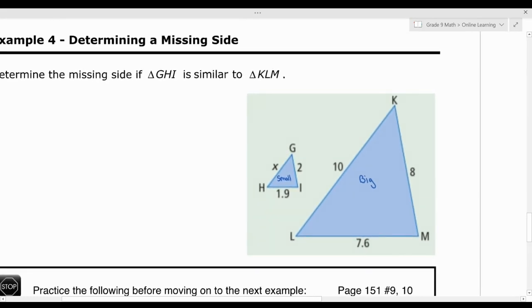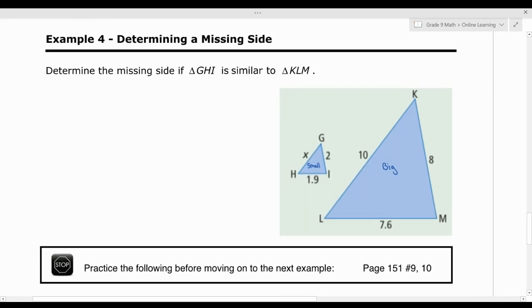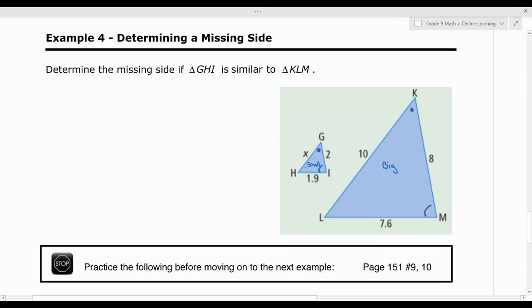So what I suggest, if they don't give you the angle measurements, but you can identify that it looks like angle G is probably connected to angle K, is to denote it with a little symbol. You can use an open dot, closed dot, a smiley face, 1 tick mark, 2 tick marks, etc. So I'll show that I is connected to M, and then I'll do a little star here for H is connected to L.